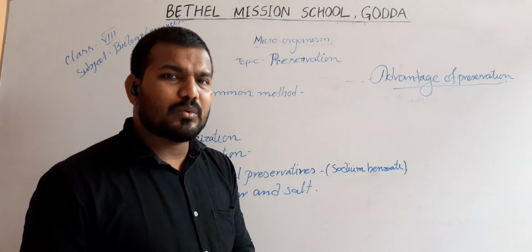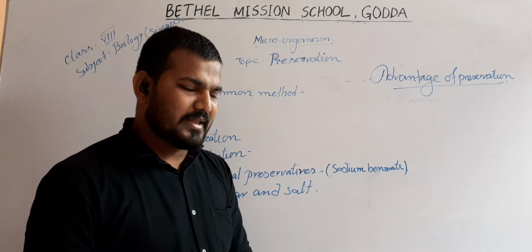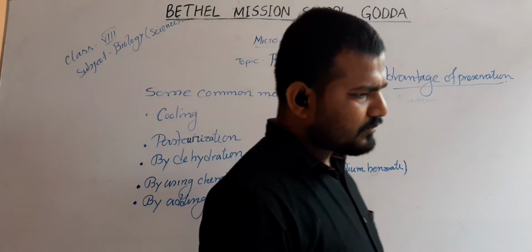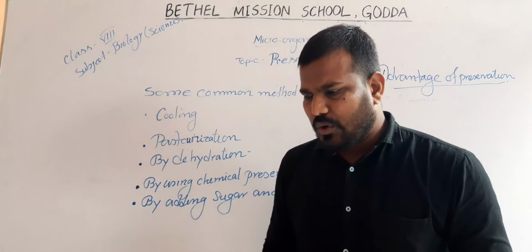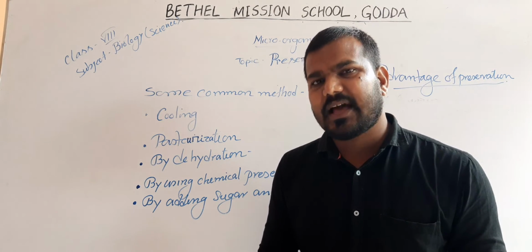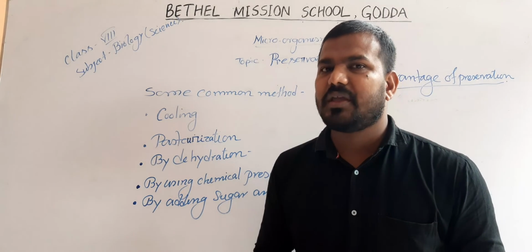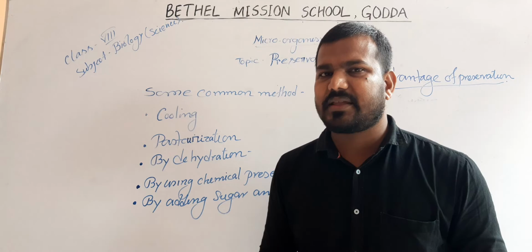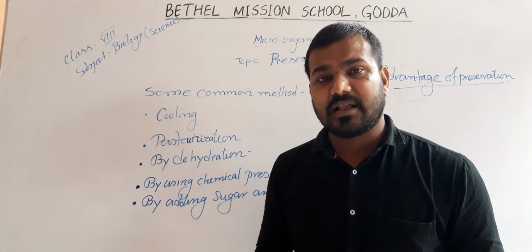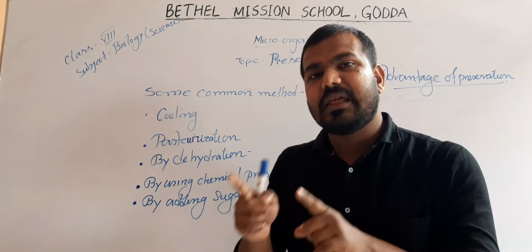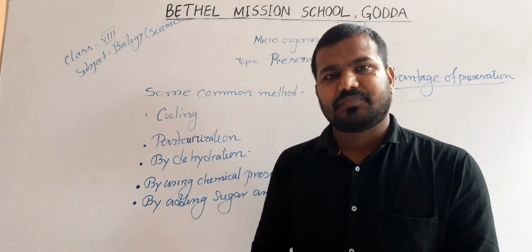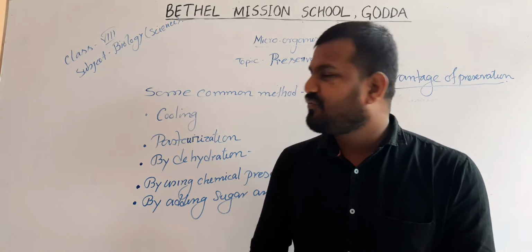Now, how can we preserve the different food materials? The first one is by cooling. We know that cooling is freezing. The low temperature inhibits the growth of microorganisms. So if vegetables or some food materials are kept at a low temperature, even if some microorganisms are present within the food materials, this low temperature will inhibit their growth. That will help to preserve the food.